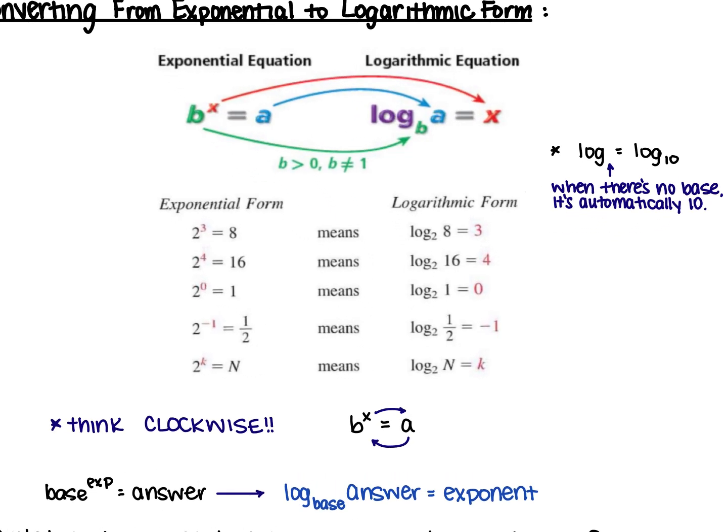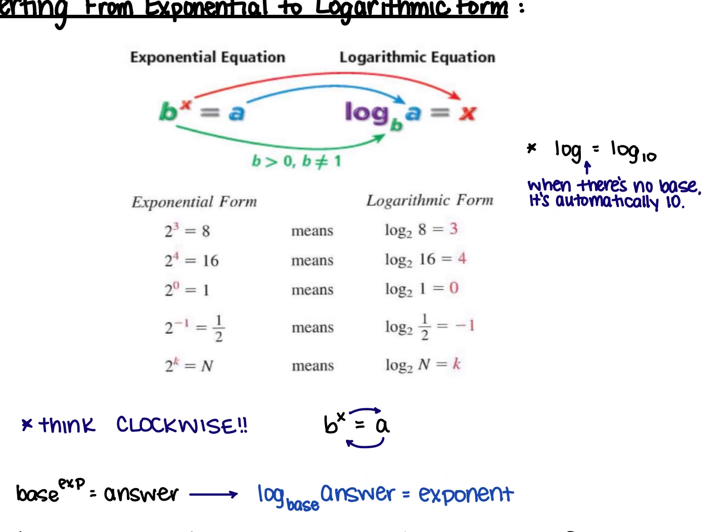For some examples that are done for us, if we have 2 to the third power is equal to 8, to put it into log form, we put the word log there, drop that 2 down, the 3 becomes our answer, the 8 becomes our big number, so it's log 2 of 8 is equal to 3. Then you have 2 to the fourth power is equal to 16, so drop the 2: log 2 of 16 is equal to 4.